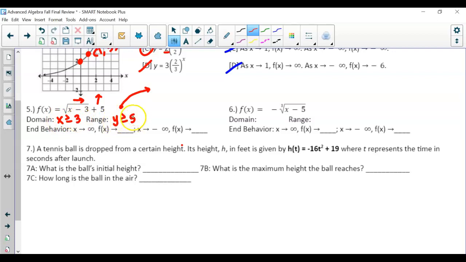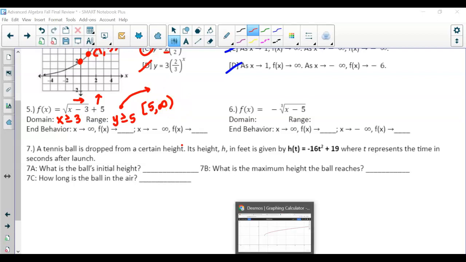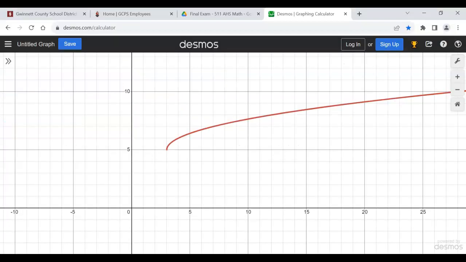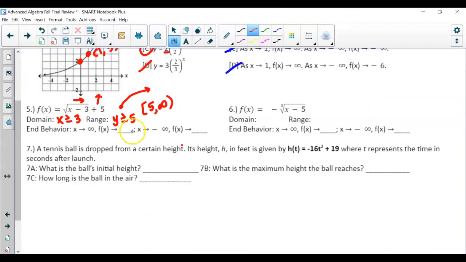to 5. Or you could also write this as, because we're including 5 with the bracket, 5 up to infinity. Remember, parentheses always with infinity because you can't include it. Then here, as x's are approaching infinity, what is our graph doing? It's going up to infinity. However, as x approaches negative infinity, what is our graph doing? Boom. It's stopping at the y value of 5. So to infinity and stopping at the y value of 5.